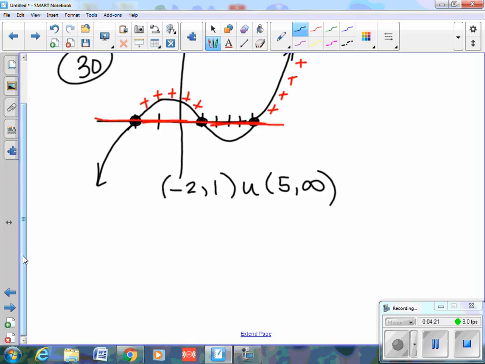I want to do 33 because it's exactly the same concept. One answer is 0, the other answer is 2.